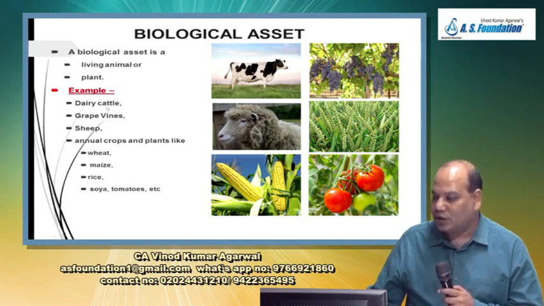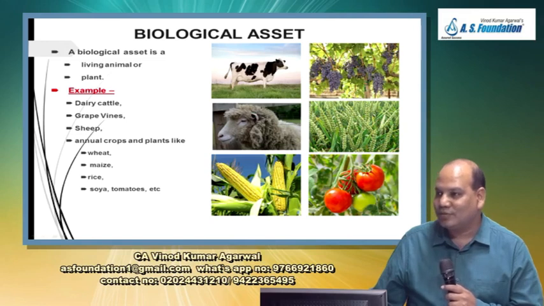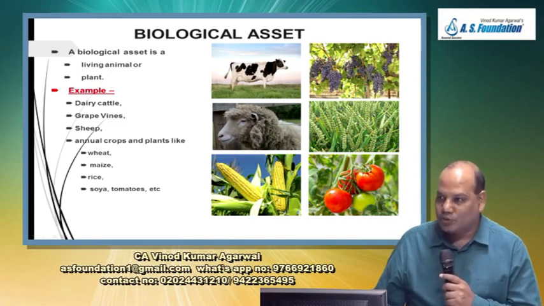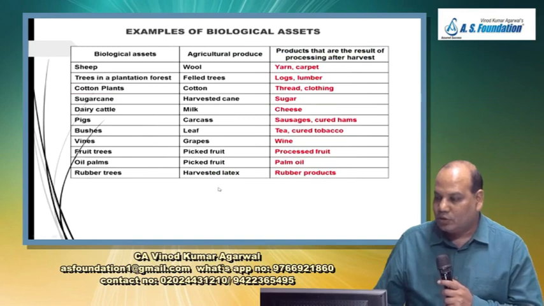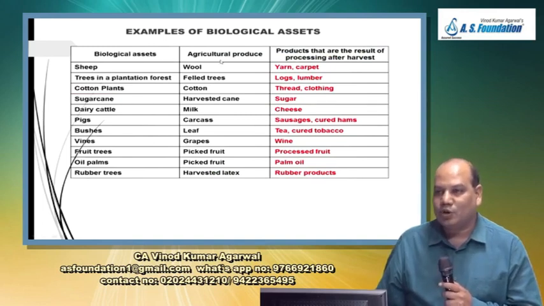Examples of biological assets: dairy cattle, this cow, grape vines, okay, sheep. It will include annual crops and plants also, like wheat, maize, rice, soya, tomato. These are all biological assets. Once you harvest them, they will become agricultural produce. Is the standard applicable to biological asset or agricultural produce, or both?